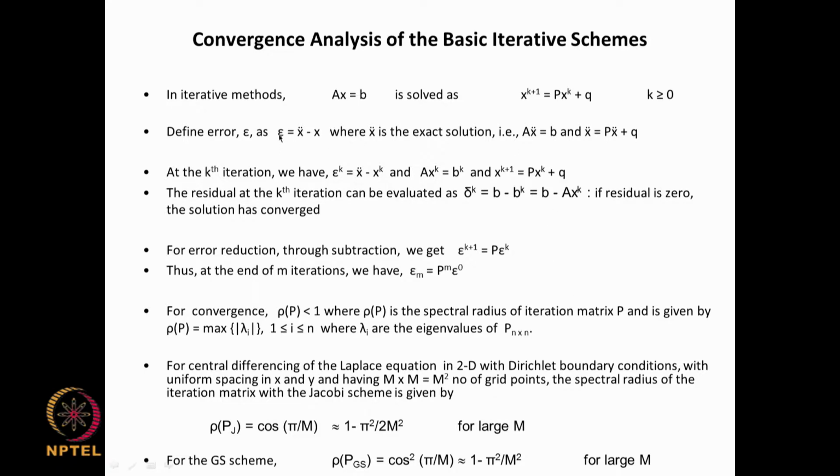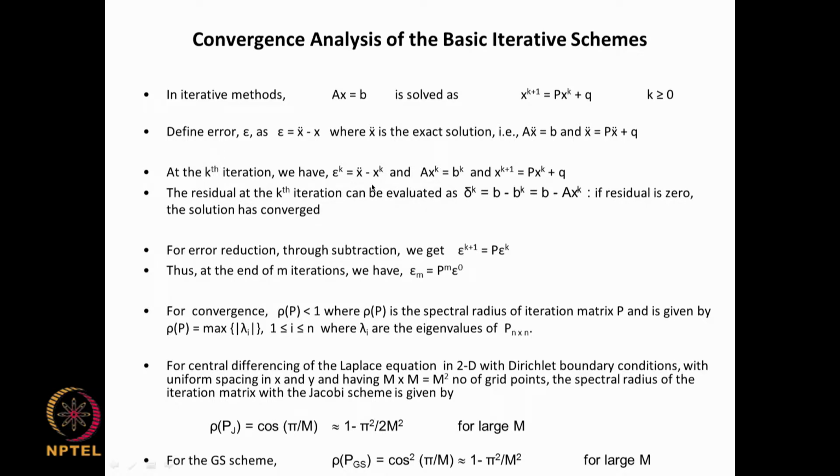So, this is the exact solution, and if you know the exact solution and the current solution x, then you can define the error as the exact solution minus the current solution. So, the error at the kth iteration is the exact solution, which is always the same for a given Ax = b, minus x^k.